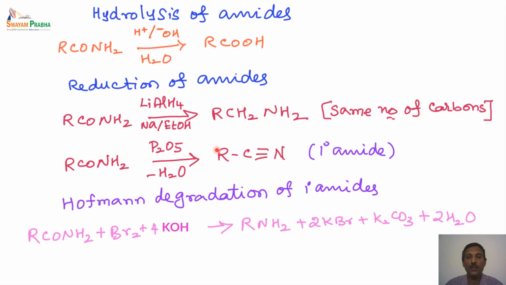And we also have Hofmann degradation of primary amides. In this particular case, an amide when treated with bromine in the presence of a strong base produces a primary amine. The difference between Hofmann degradation and the LAH or the sodium ethanol reaction is that in the case of lithium aluminium hydride or sodium ethanol reduction, the number of carbons remains the same. Here we have RC, here also we have RC. In the case of Hofmann degradation, the starting material has RC whereas the product has only the R group. So there is a loss of a carbon, and this carbon is lost as CO2 basically. So there is a one carbon loss in this particular reaction.